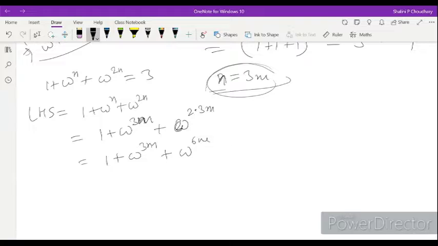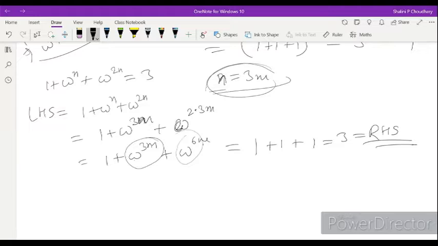Okay, any multiple of 3 in the power will give 1. So this is 1, and this is a multiple of 3 in the power, so omega cube is equal to 1, so 1 to the power m will be equal to 1, so plus 1. Again omega cube is equal to 1 and 1 to the power 2m will be 1, so it will be equal to 3, that is equal to RHS, hence proved.